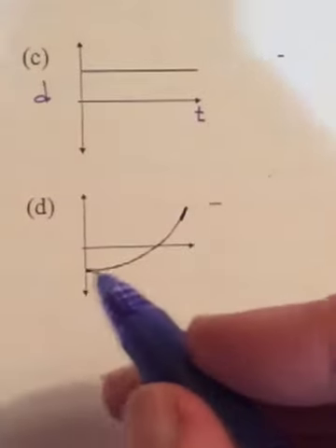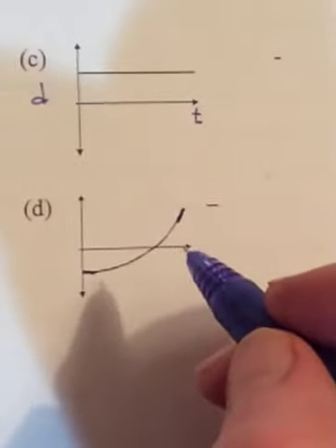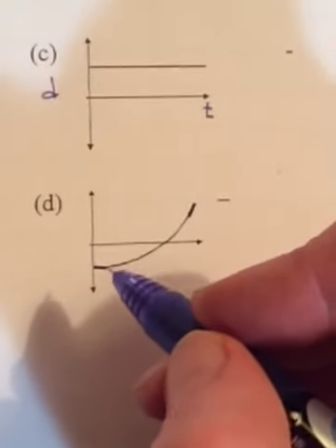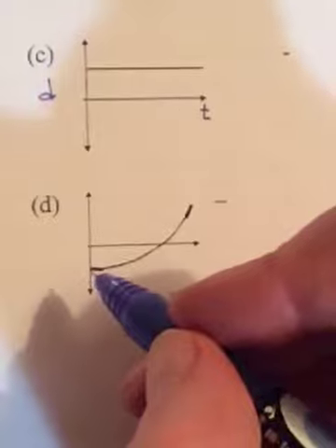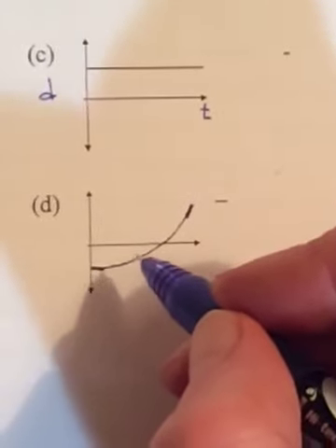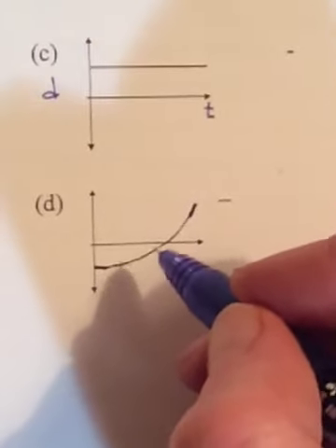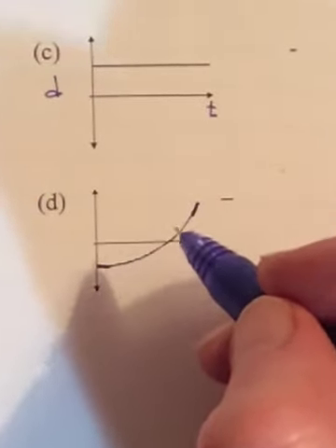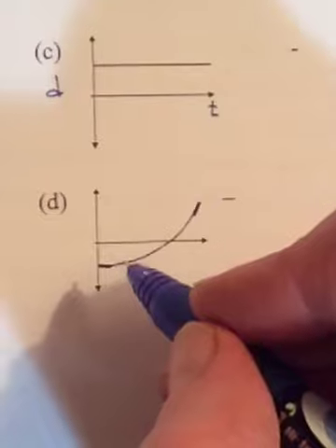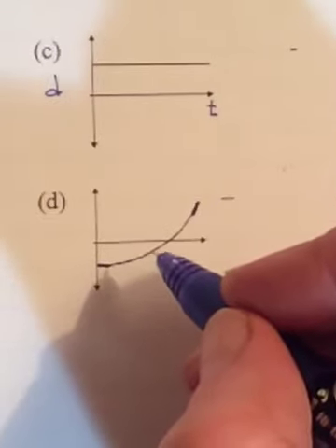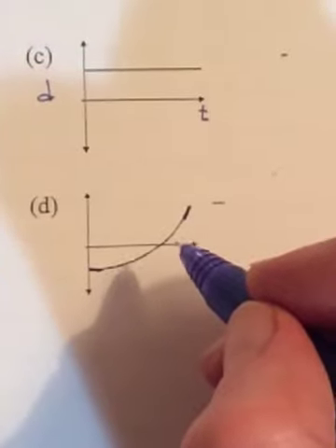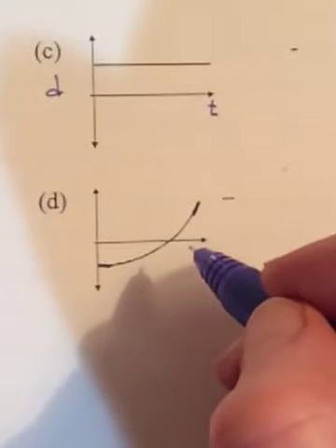So the slope is positive, so it's traveling in a constant direction, but it's also speeding up. And we know it's speeding up because of the way the slope is changing. The slope is getting bigger, which means the velocity is getting bigger. So we would say the object is traveling in a positive direction and it's speeding up. So the acceleration would be positive. Okay?